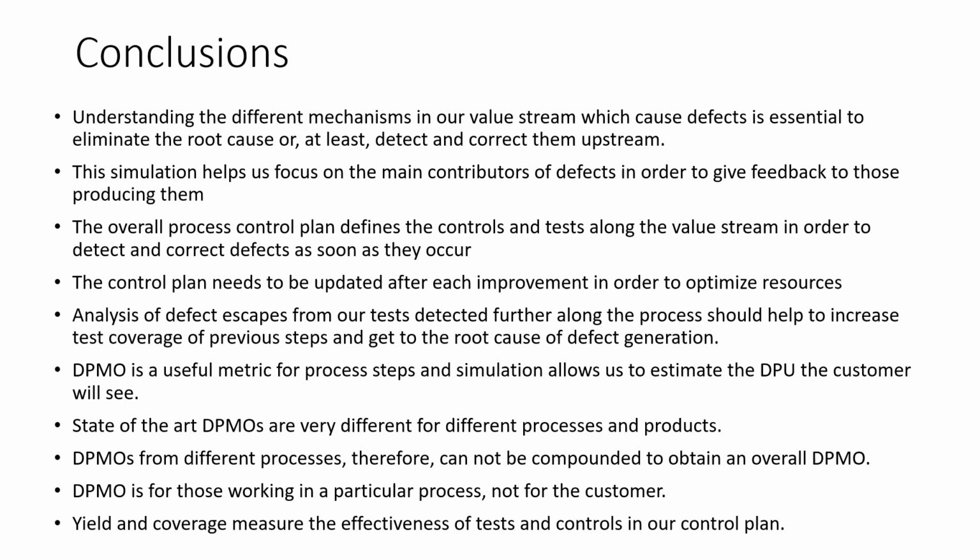Analysis of defect escapes from our tests, detected further along the process, should help us increase test coverage of previous steps, and get to the root cause of defect generation. DPMO is a useful metric for process steps, and simulation allows us to estimate the DPU the customer will see. State-of-the-art DPMOs are very different for different processes and products. DPMOs from different processes, therefore, can't be compounded to obtain an overall DPMO. DPMO is for those working in a particular process, not for the customer. Yield and coverage measure the effectiveness of tests and controls in our control plan.